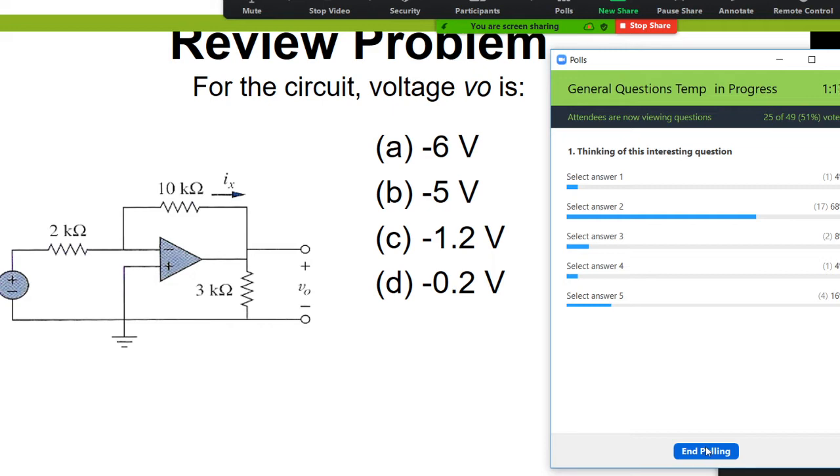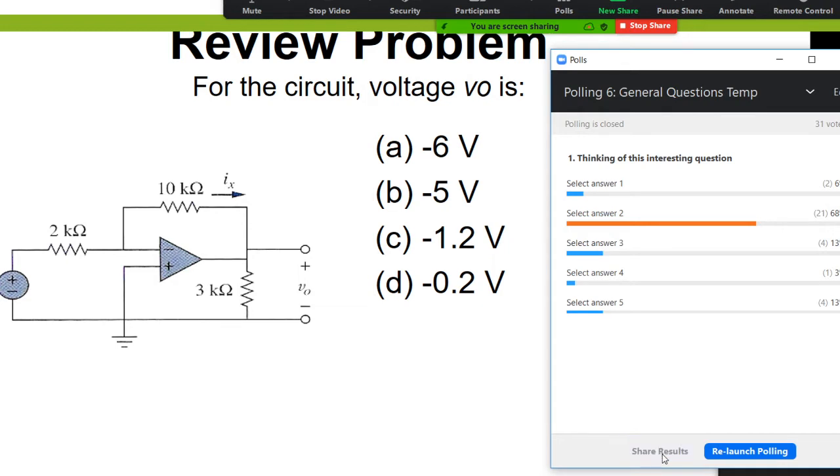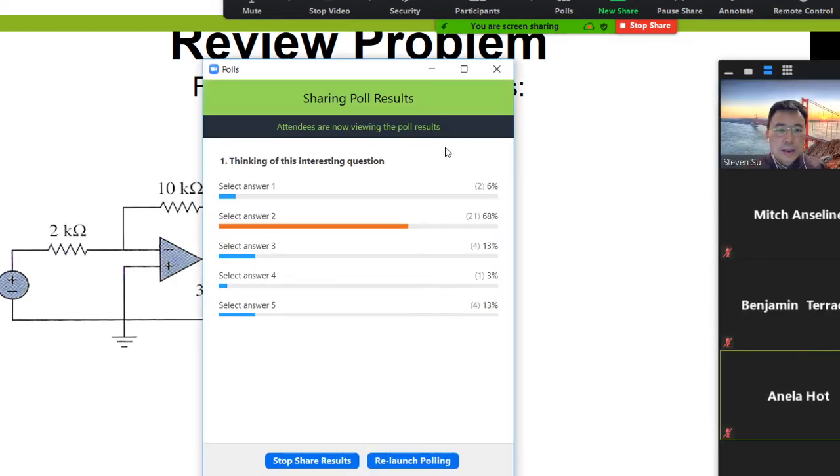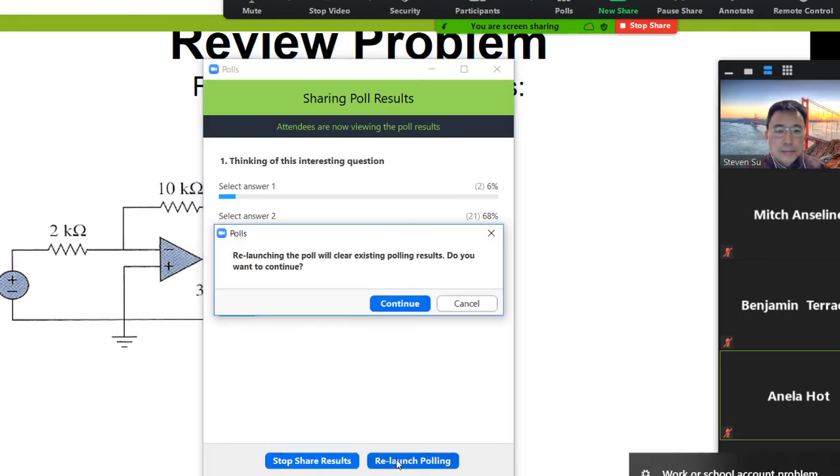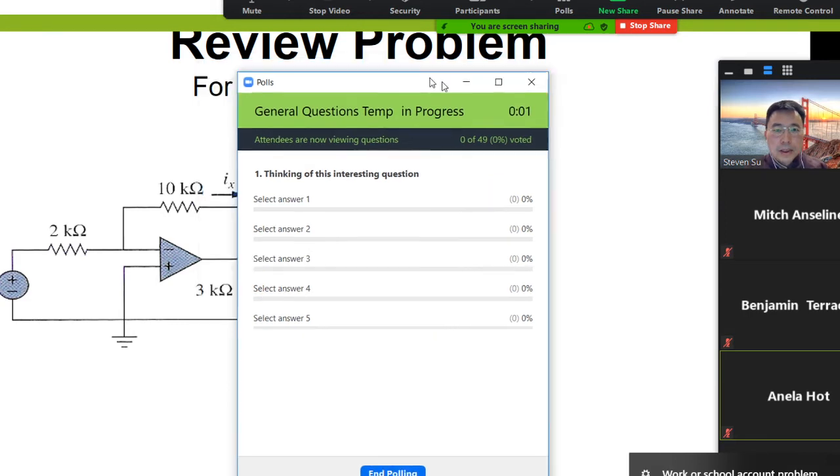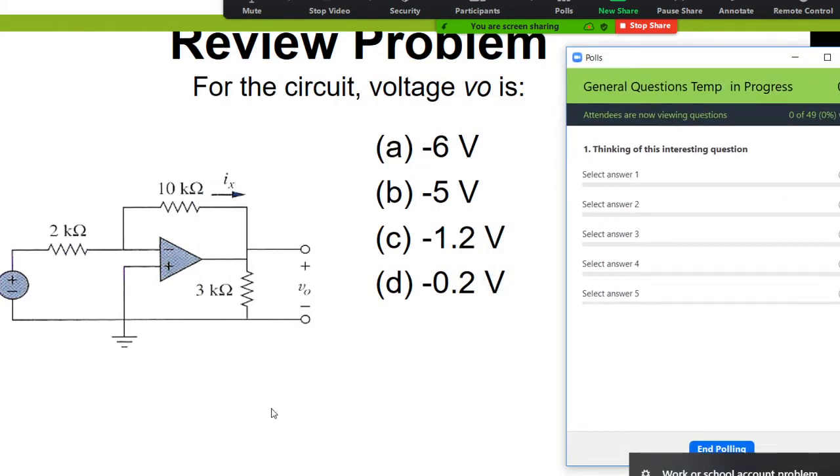I think it is great. 70% of students selected the right answer, so I'm very happy. I think you know the op-amp circuit. At least this is the very typical inverting amplifier, so I think it's a wonderful result. That's great. We are really good. So we see another one. We continue.